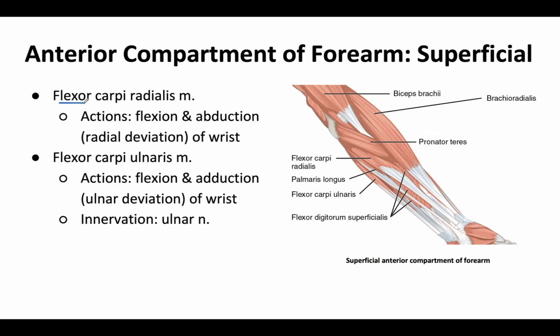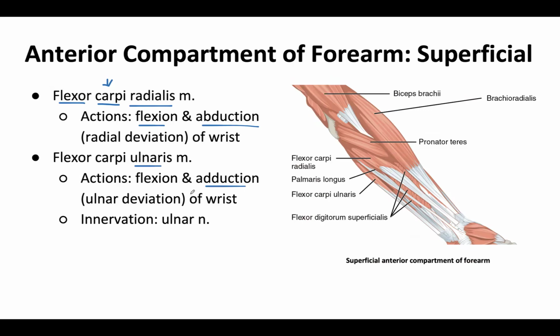Flexor means this muscle flexes. Carpi means the wrist region or carpal bones, and radialis means on the radial or lateral side. And that is exactly what it does. It flexes, and since it's on the radial side, it will play a role in abduction or radial deviation of the wrist. The flexor carpi ulnaris muscle will also flex the wrist, as its name suggests, and it is on the ulnar or medial side, so it will adduct the wrist or ulnar deviation.